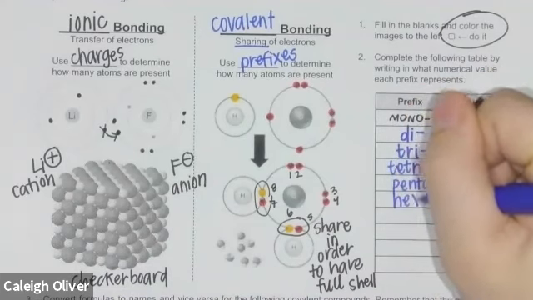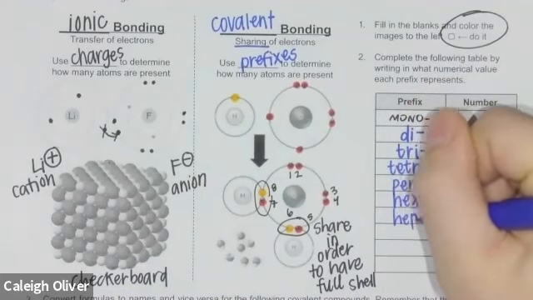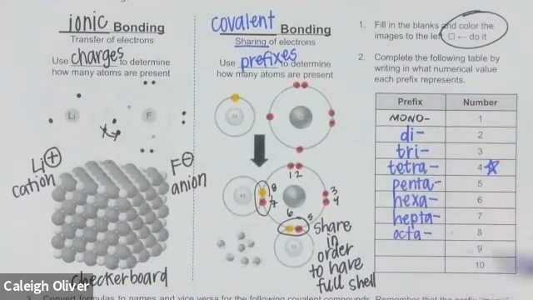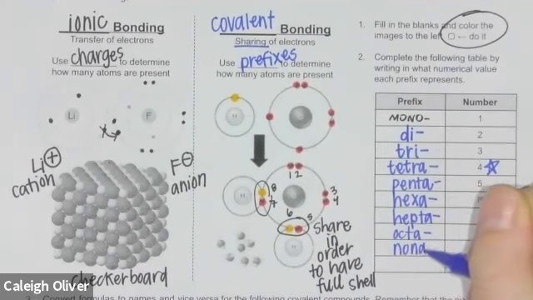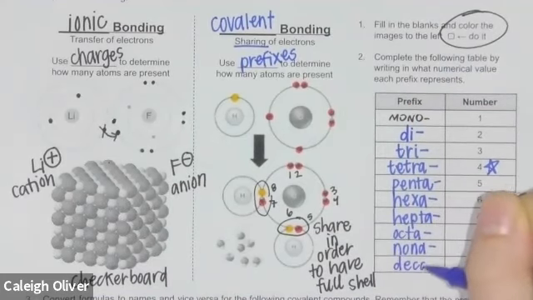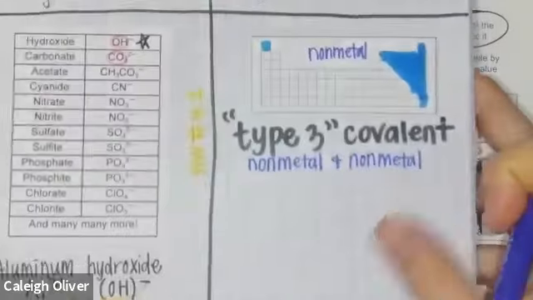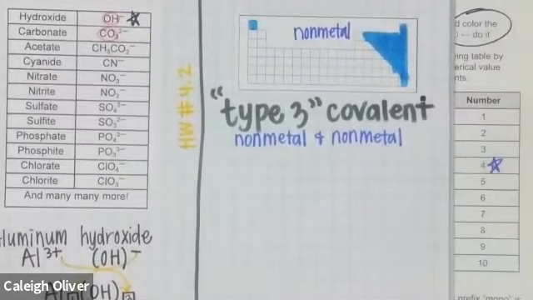Penta. Hexa. Hepta. Octa. Nona. Deca. So pause that if you need a minute, but I'm going to switch back to the notes and finish up what this section has.